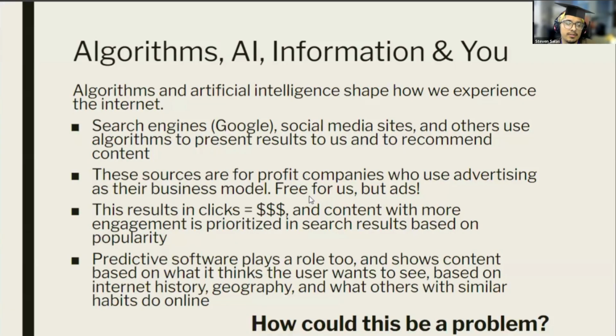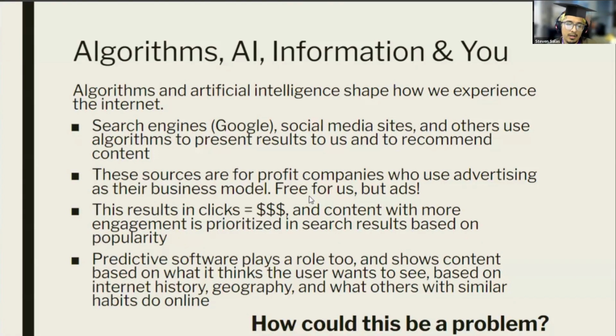So this results in a lot of clicks, which equals money for them, and content with more engagement is prioritized in search results based on popularity. So even if the article was not that great, people can still buy views, and the views go from, oh, this article will probably be listed out of the million results at 100. But if you keep getting more and more views, then Google will constantly put that specific article higher in the results. So hopefully, if it gets a lot, they'll probably put it number one as the first thing that shows up.